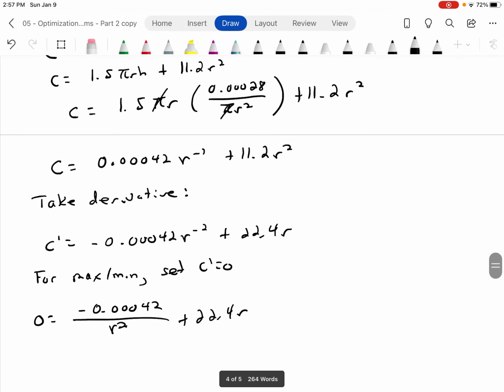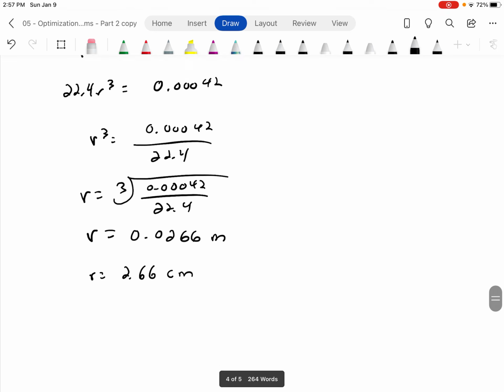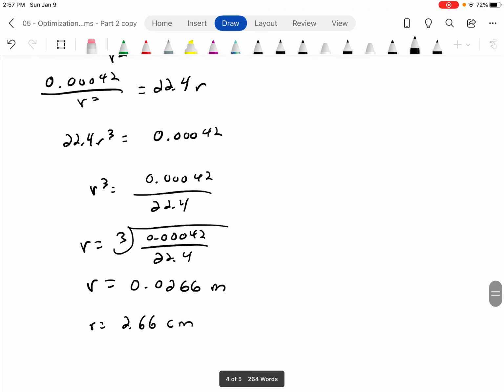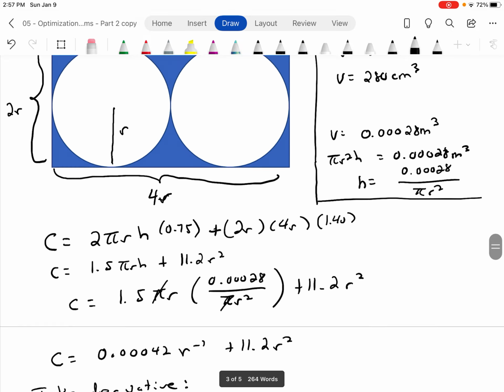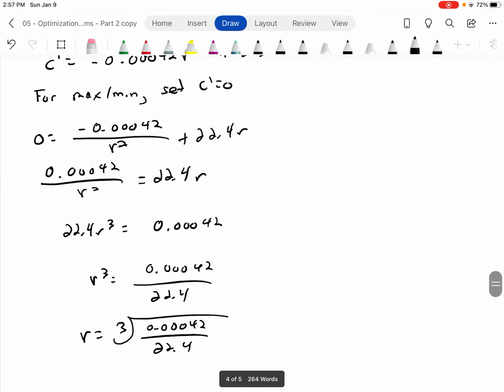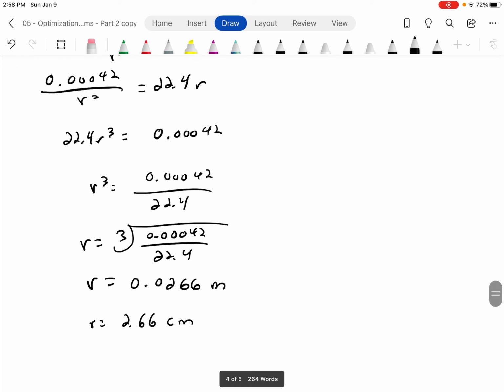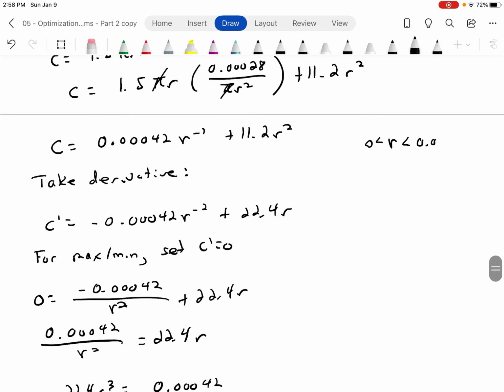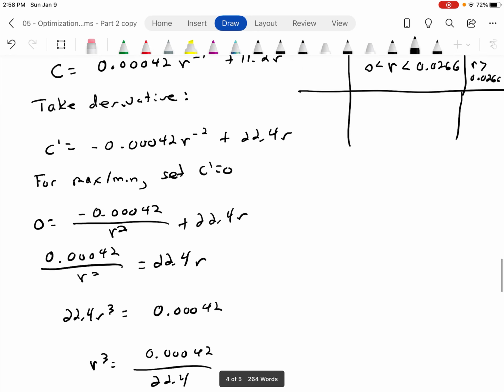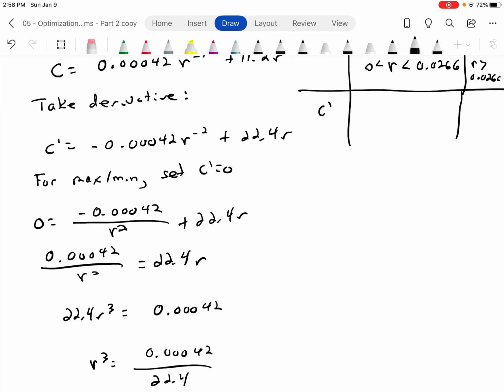Oh, I've got to do my chart here. Okay, hang on, I got to do the chart, because we don't want to maximize the cost. We want to minimize the cost here. So now I do my chart. I do R, 0 less than R less than, careful now, 0.0266, and then R greater than 0.0266. If I'm going to use that old equation of meters, I've got to use my meters for this, and this is C prime.